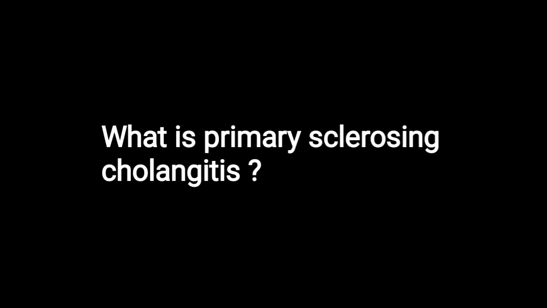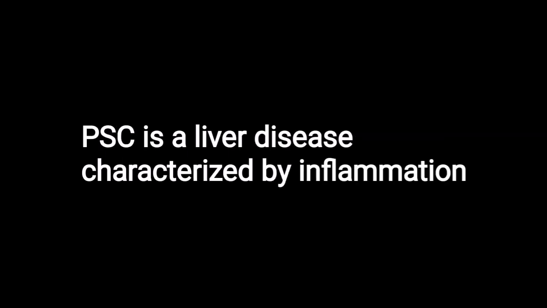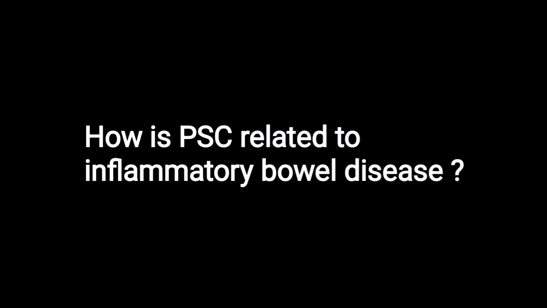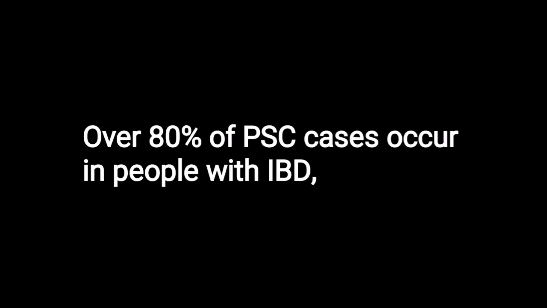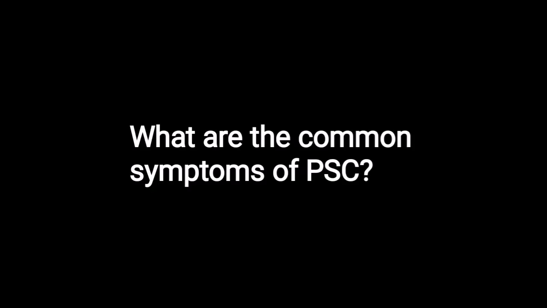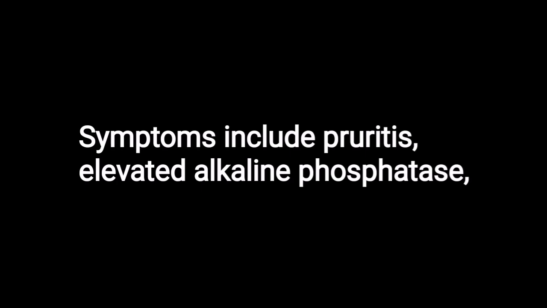416. What is primary sclerosing cholangitis, PSC? PSC is a liver disease characterized by inflammation and scarring of the bile ducts. 417. How is PSC related to inflammatory bowel disease, IBD? Over 80% of PSC cases occur in people with IBD, especially ulcerative colitis. 418. What are the common symptoms of PSC? Symptoms include pruritus, elevated alkaline phosphatase, GGTP, and elevated bilirubin.